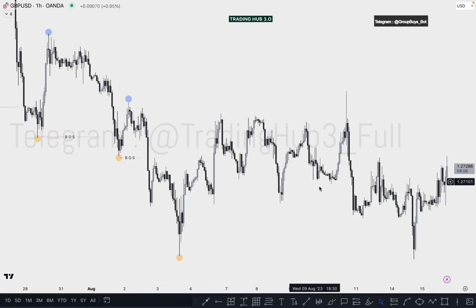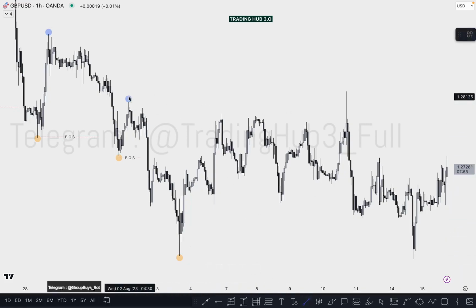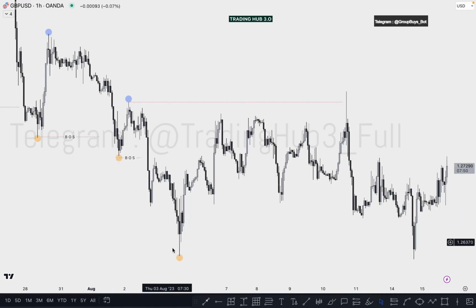Market mitigated this one and pushed downside but was not able to break this low. Market again went higher and broke this main high, this one right here. Okay, so what happened here? When market broke this high here, where is our structure? Is this a lower low, or is this a lower low?